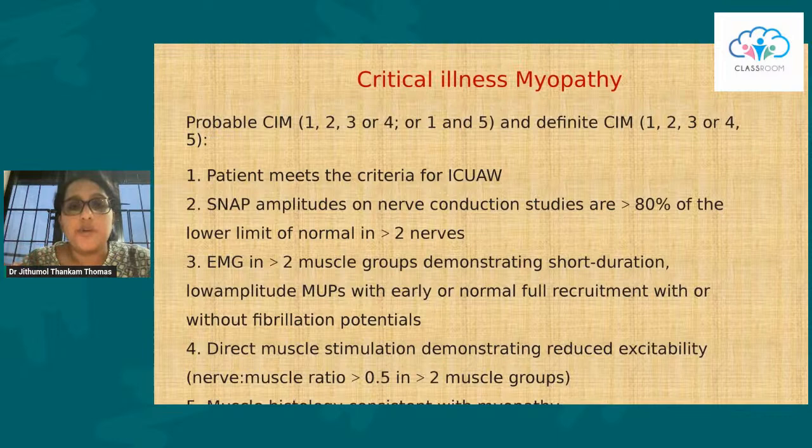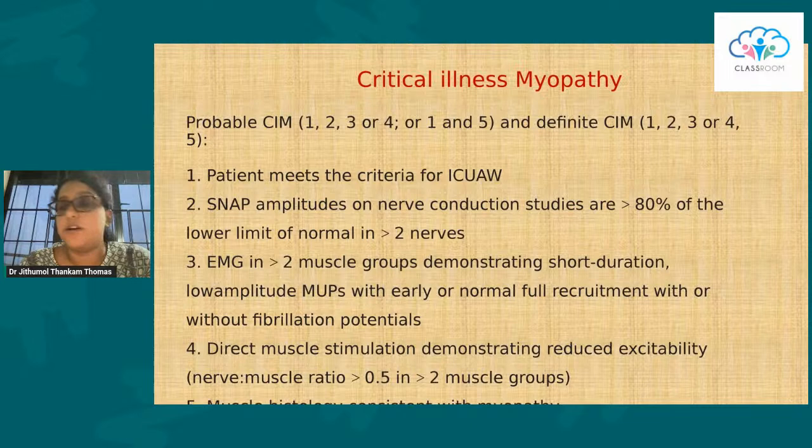Now, how do you diagnose critical illness myopathy? Clinically, the patient obviously meets the criteria for ICU-acquired weakness. And here, the SNAP amplitudes are more than 80%. In CIP, the SNAP amplitude was decreased. Here, the SNAP amplitudes are more than 80% of the lower limit of normal because it is a myopathy.